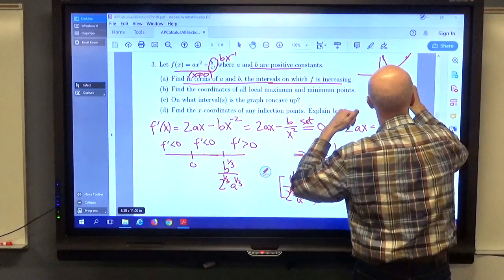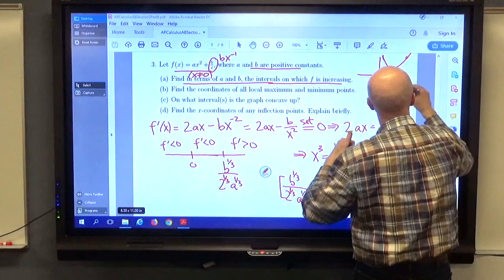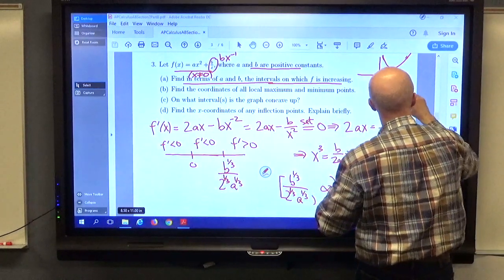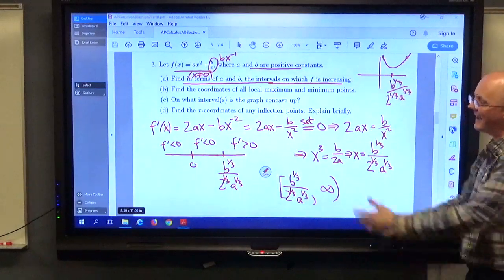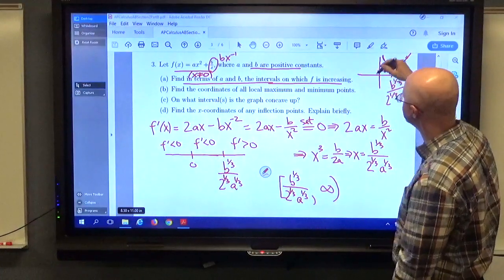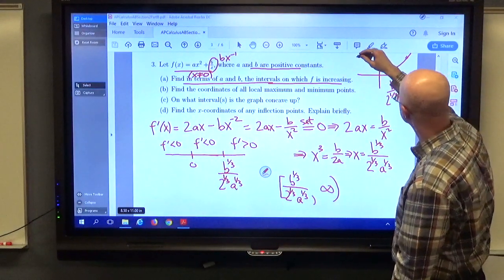This would be the location of b to the 1/3 over 2 to the 1/3 times a to the 1/3 right there. When x is negative, yeah, f prime is negative. The graph goes down. It's got a vertical asymptote here. It's got to look something like this.